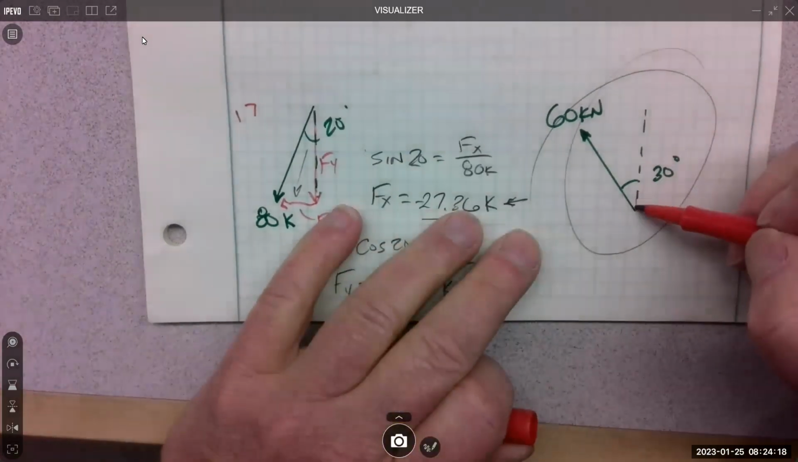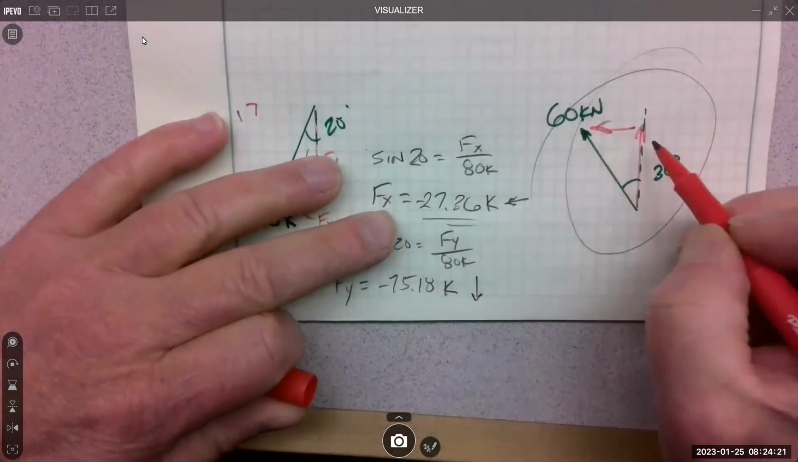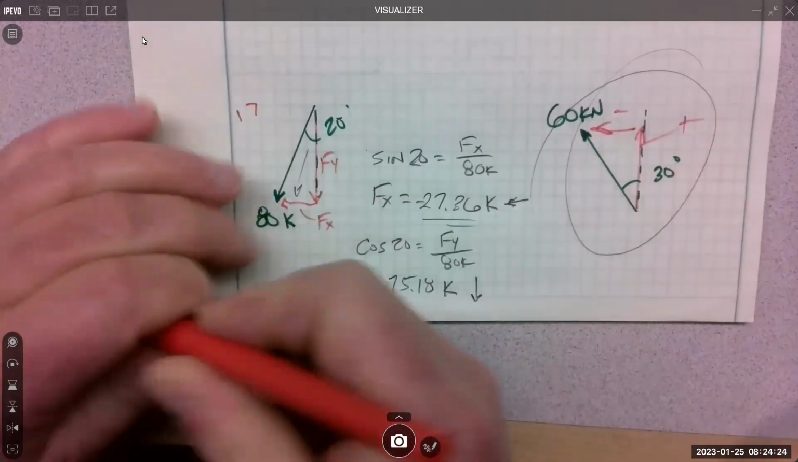This one I'll draw. We don't need to calculate it. It would be up and over. This would be positive, this would be negative. All right, turn them in.